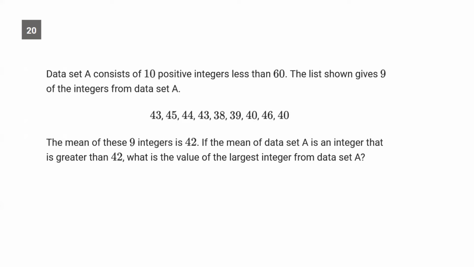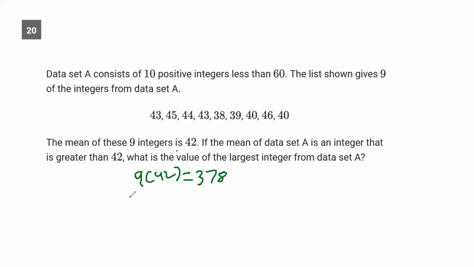Okay, so let's find the total. One way you can find the total is by adding them all together. But since they tell us the mean is 42, we can just do 9 times 42. Again, this is the type of math that would be great if you could do in your head, right? 9 times 4 is 36, so it's 360 plus 18, because 9 times 2 is 18, and you get 378. And then, okay, so it tells us the mean of data set A is an integer that's greater than 42.